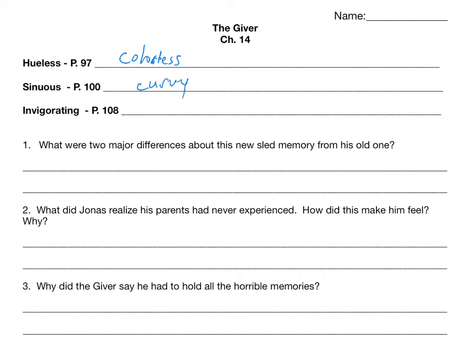108 for our last one. 136 if you're in the white book. Invigorating. Third paragraph, I'm going to read the whole thing. It's very short. Third paragraph of chapter 14. It says, the sled moved forward, and Jonas grinned with delight, looking forward to the breathtaking slide down through the invigorating air. Invigorating. You know, maybe you step outside on a beautiful day and there's a nice breeze.